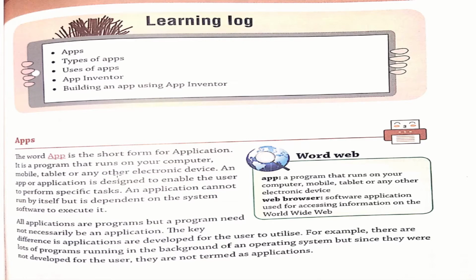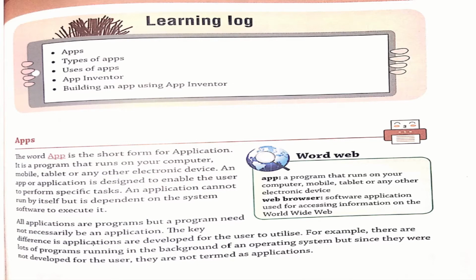It is a program that runs on your computer, mobile, tablet, or any other electronic devices, which is designed to enable the user to perform some specific task. Using the application, we perform some specific tasks, right, students? There are many types of application available on your computer as well as on your mobile or tablet. Using those applications, you perform some task.